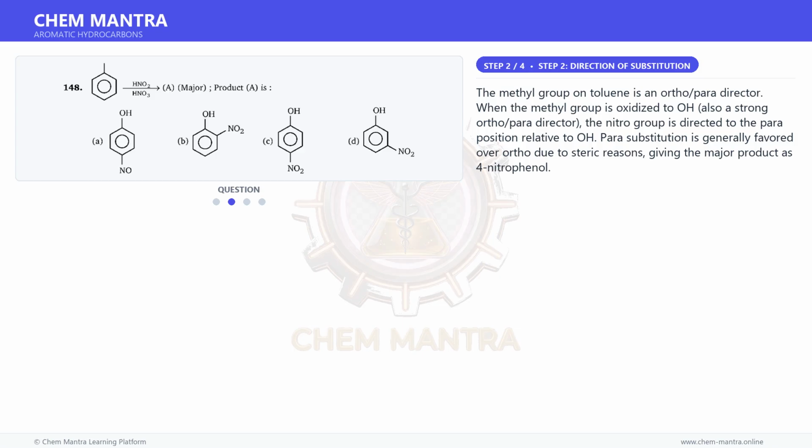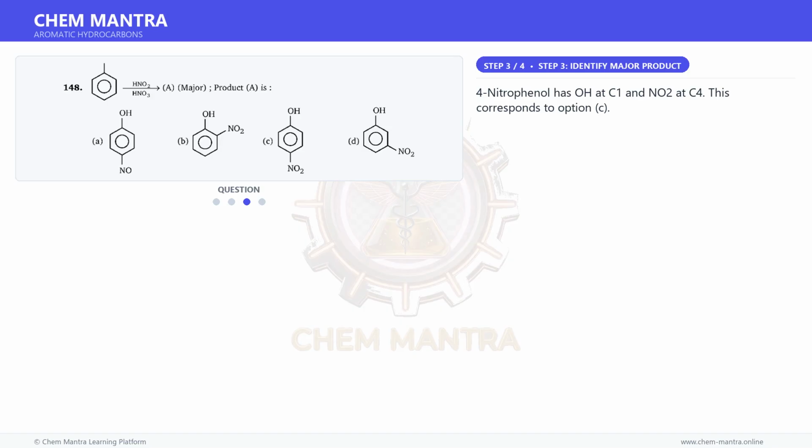The methyl group on toluene is an ortho-para director. When the methyl group is oxidized to OH, also a strong ortho-para director, the nitro group is directed to the para position relative to OH. Para substitution is generally favored over ortho due to steric reasons, giving the major product as 4-nitrophenol. Moving on to the next step.